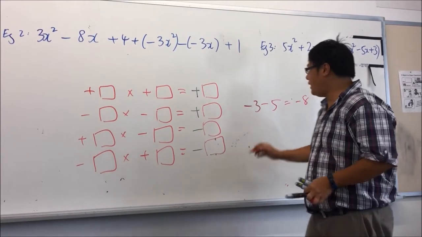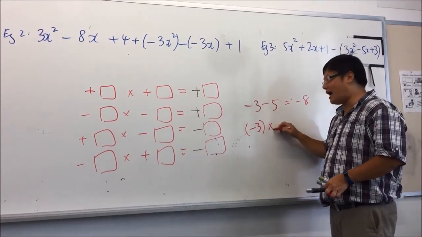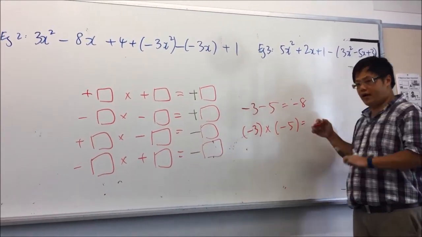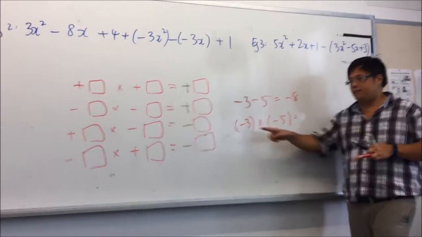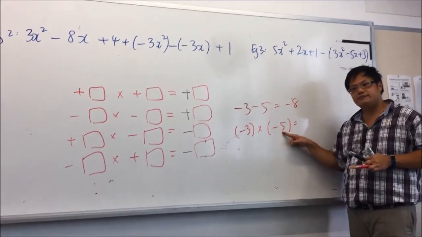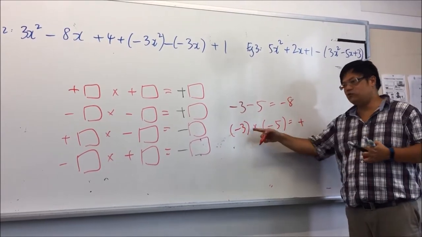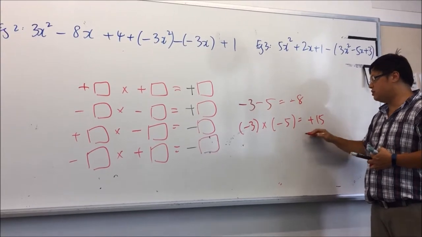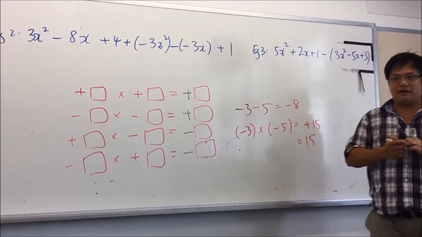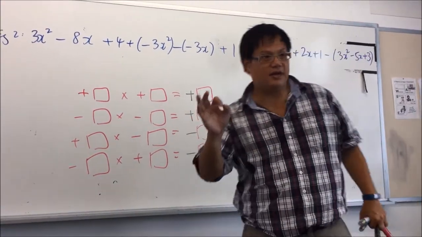$8. Get it? But what is minus 3 times minus 5? Okay, let's run through. What's minus 3 times minus 5? Minus times minus is what? Positive. Plus. Then you do the number. 3 times 5 is? 15. So minus 3 times minus 5 is equal to 15. Do you understand? Yes.